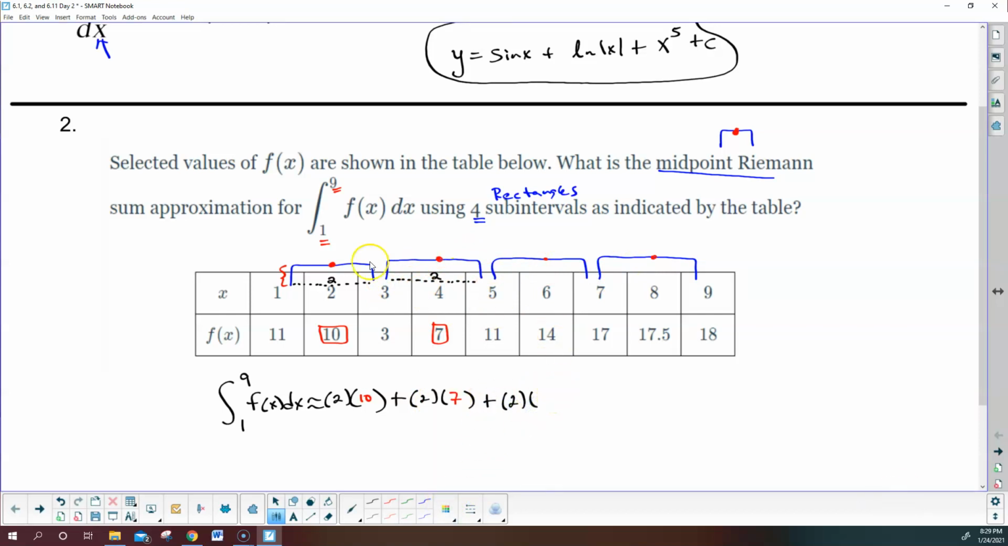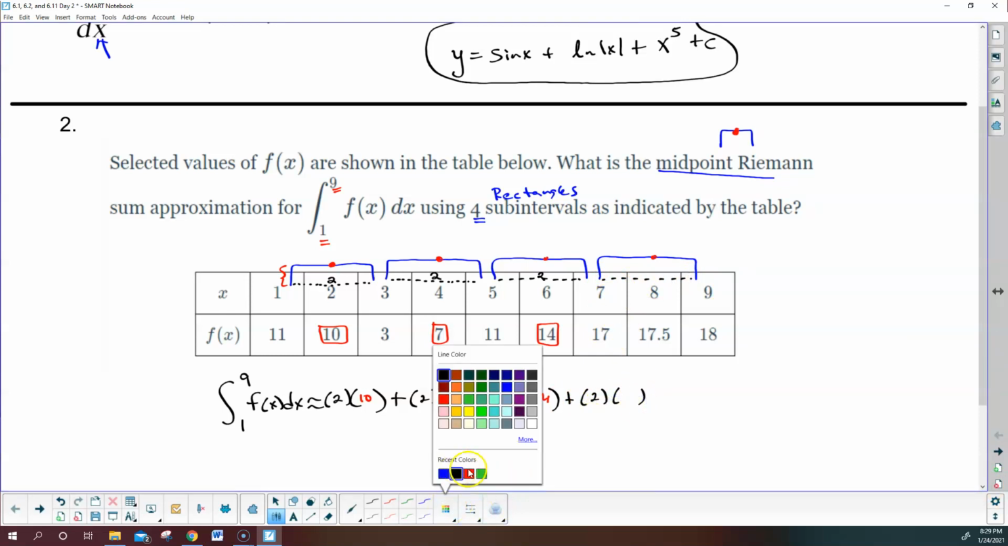And you don't technically need to show any work up here if you can do it all in your head, but from 7 to 5, that width is 2. And then the height is the output at the midpoint value, which is 14. All right, and then the last one, from 9 to 7, its width is 2. And then the height on this one is 17.5.